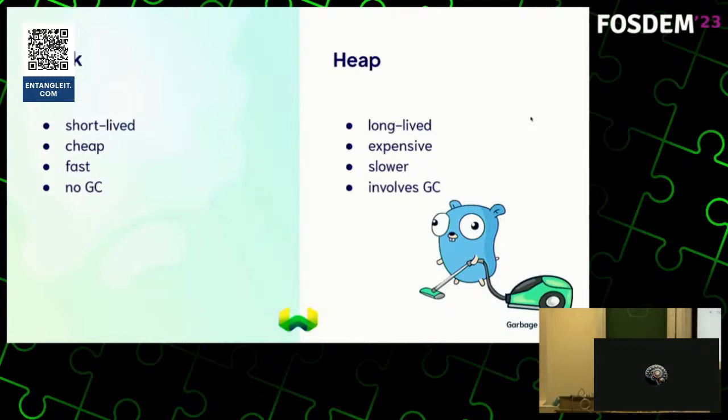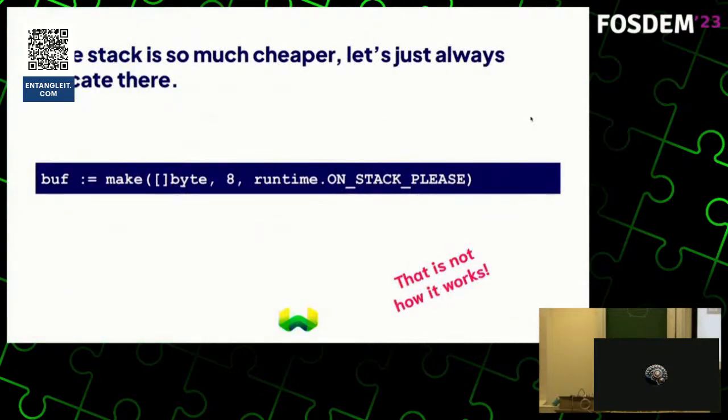So no garbage collector, cheap and fast. Then on the other side, you have the heap. The heap is basically this sort of long-lived memory, and that's expensive and slow to allocate, and also to deallocate. Why? Because it involves the garbage collector. So if the stack is so much cheaper, then we can just always allocate on the stack, right?